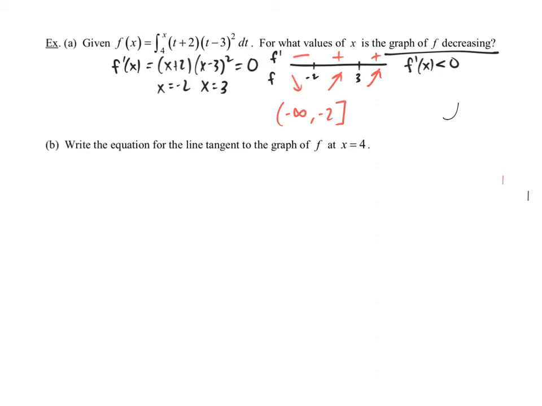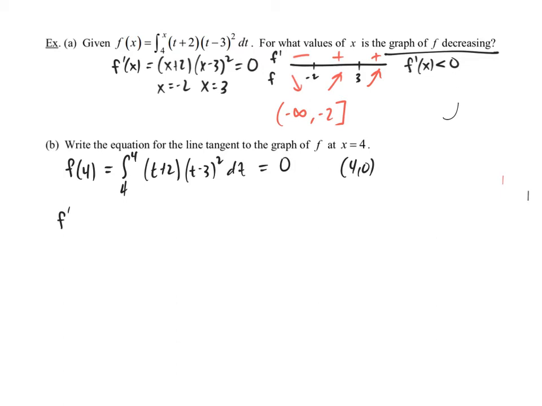On part B, the question is asking me to write the equation for the line tangent to the graph of f at x equals 4. So in order to do that, I need to find a point and a slope. So I'm going to first of all find f of 4. That means I'm going to plug 4 into the original function, which is that integral. So the integral from 4 to 4 of t plus 2 times t minus 3 squared dt. And since those bounds are the same, then my value is going to be 0. So that gives me the point 4, 0.